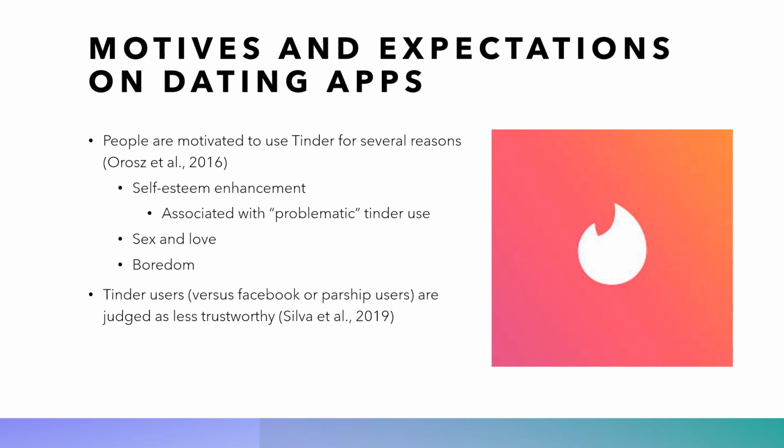One of the other interesting things about Tinder is that it plays into judgment of other people. And so this one research project found that Tinder users were judged as less trustworthy, just in general. So when people are presented with the same pictures of a given person and told that this is a Tinder profile versus a Facebook profile, they're just judged as less trustworthy.